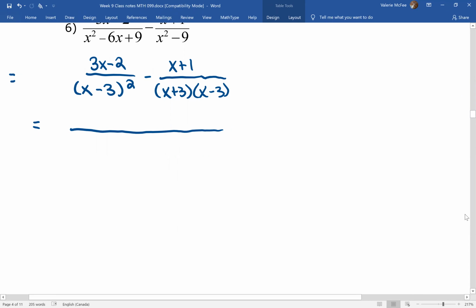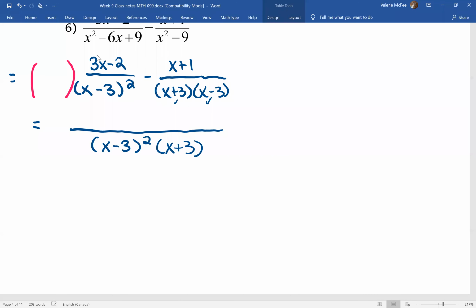Okay, we've factored the denominators. We see our first expression needs 2 factors of x minus 3. The second expression needs x plus 3. And we already have a factor of x minus 3. So what's missing? Well, I'm missing x plus 3 here. What's missing from our second expression? I need 2 factors of x minus 3. I only have 1 here. So we're missing a factor of x minus 3.